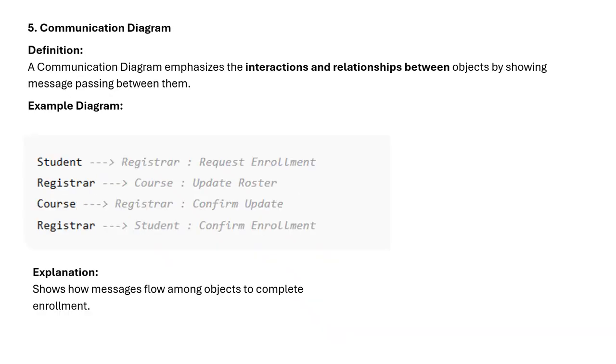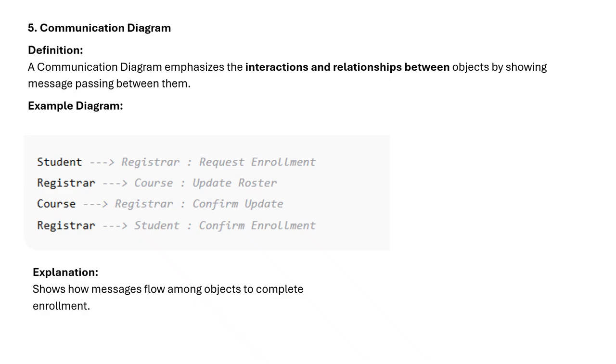The communication diagram is the last diagram. It shows the interaction between the objects of the system and the messages between them. Let's take an example. There is a student, a registrar, and a course. So we have three objects: student, registrar, and course.